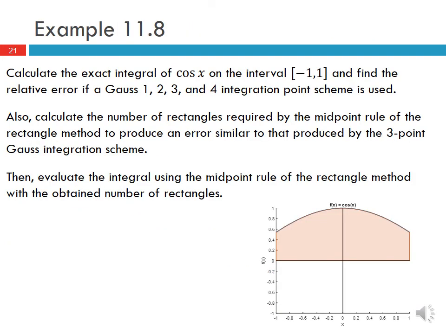So let's look at an example. We want to calculate the exact integral of cosine of x on the interval from -1 to 1 and find the relative error if we use the Gauss 1, 2, 3, and 4 integration point schemes. We also want to calculate the number of rectangles required if we use the midpoint rule for the rectangle method to produce an error similar to that produced by the 3-point Gauss integration scheme. And then finally, we want to evaluate the integral using the midpoint rule of the rectangle method with the obtained number of rectangles. So this is just a graph of what the function looks like and the integral that we are interested in.